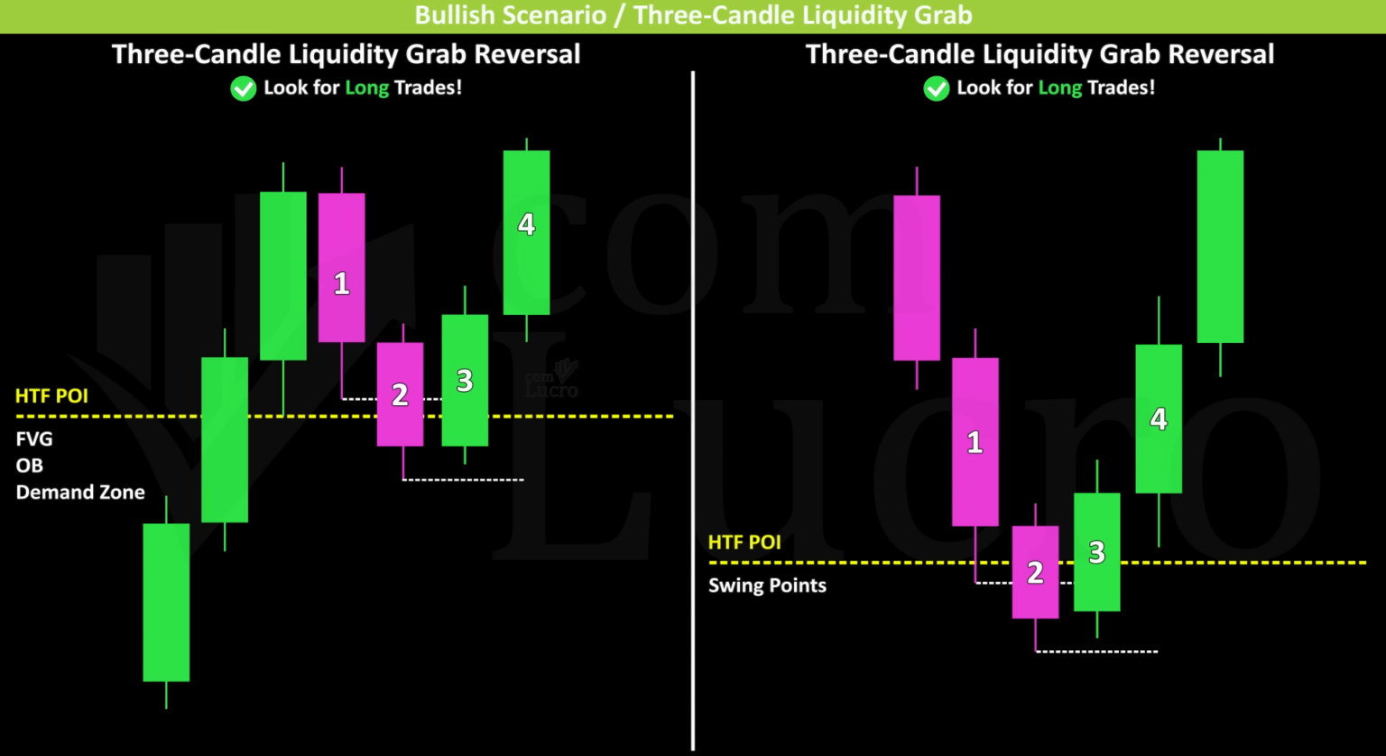Again, the market is not required to form either pattern. If neither a valid two-candle liquidity grab reversal nor a valid three-candle liquidity grab reversal develops, then this framework does not provide a valid bullish setup. In that situation, we should avoid forcing long positions and wait for new information from the market. Without confirmation, there is no clear evidence that buyers are taking control.